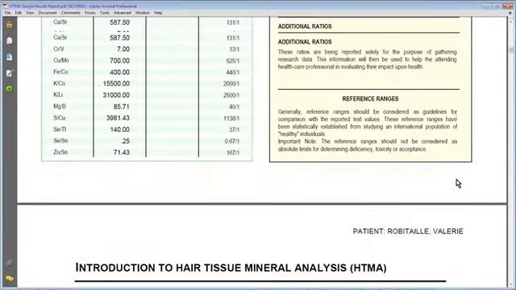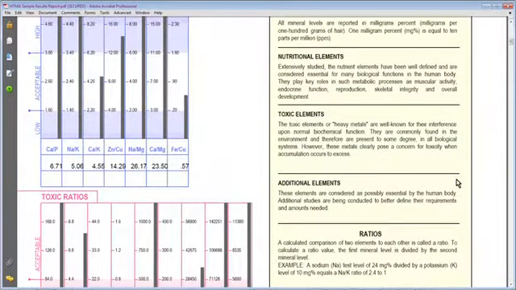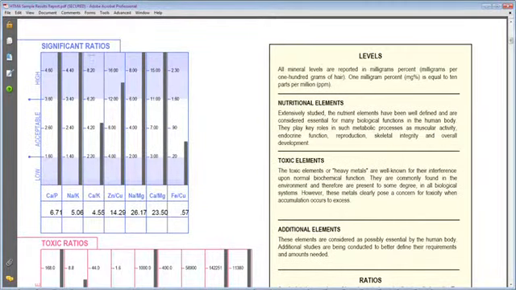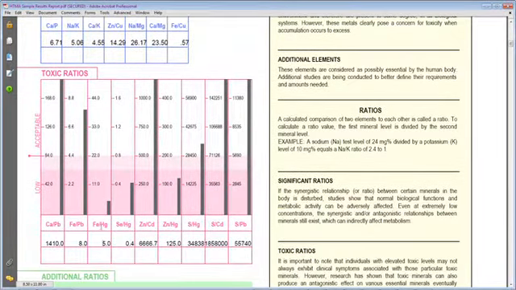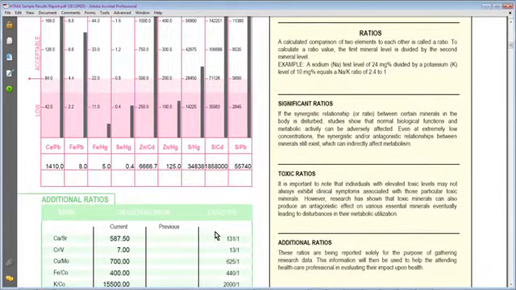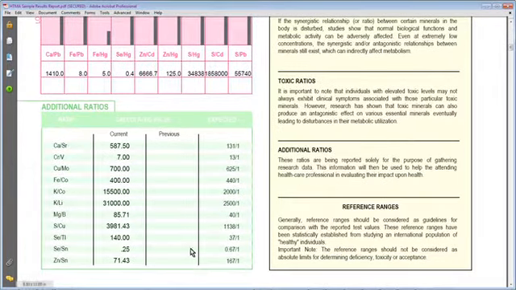Those three ratio charts that we do have here, we've got significant ratios, toxic ratios, and the additional ratios, which is not really applicable to our individual hair tissue mineral analysis.